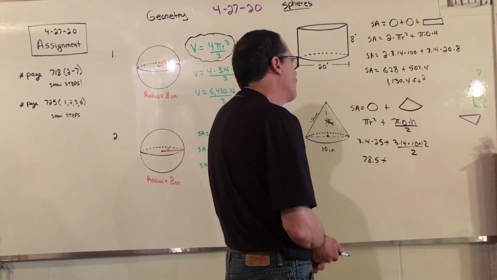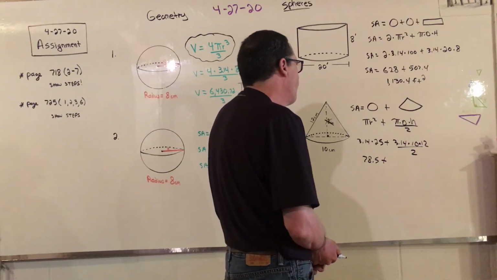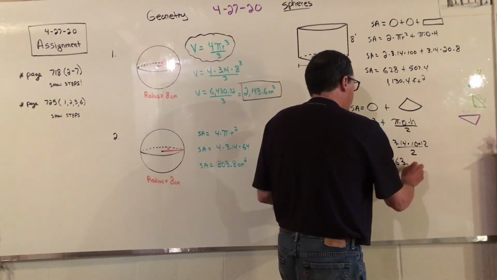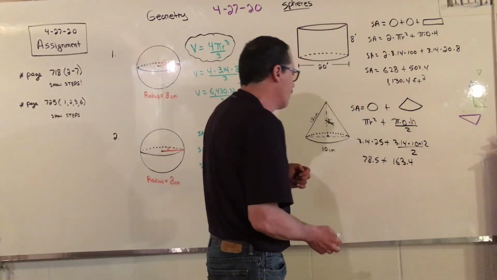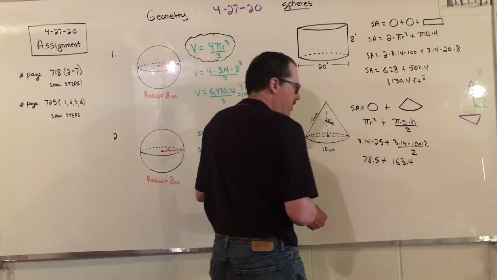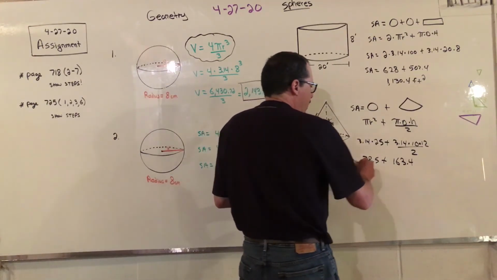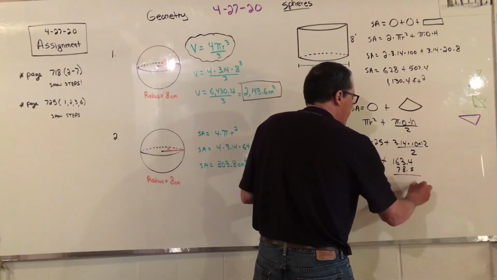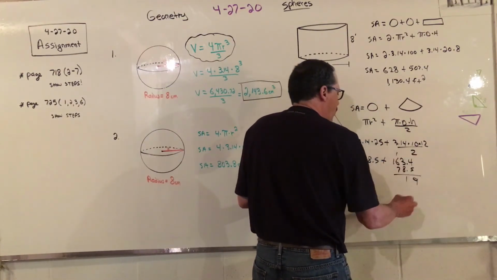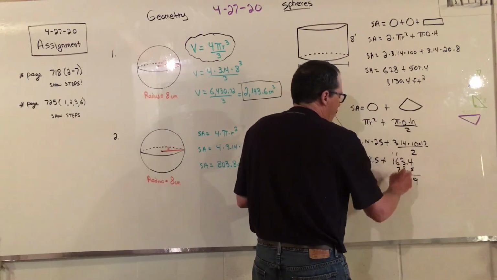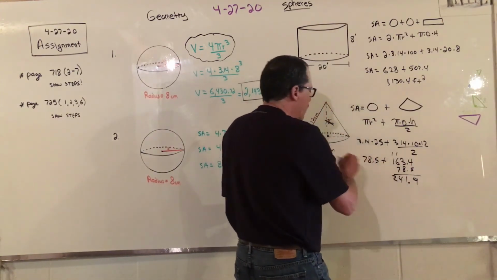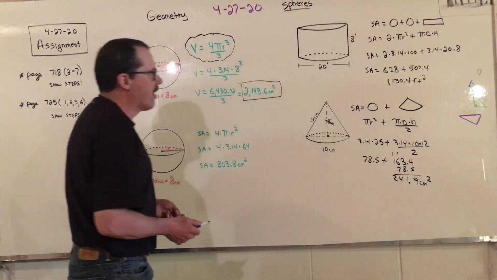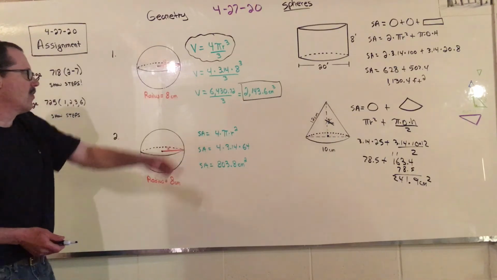So that is approximately 163.4. Again, check my math on that. I just kind of did that quickly in my head. And then we have to add, oh, there goes Peppa Pig. And then we have to add these two together. I add 78.5 to this, and we get 241.9 centimeters squared. Okay, so I gave you a little bit of review on that.